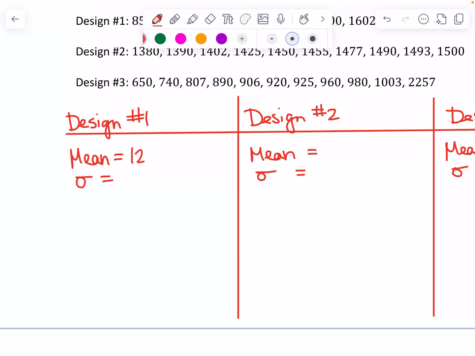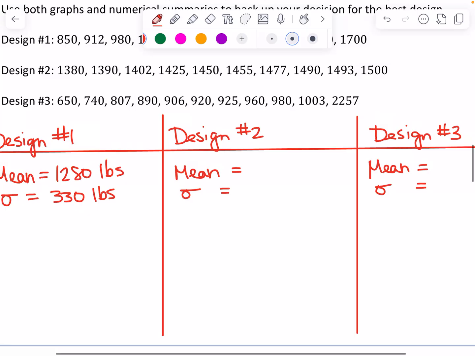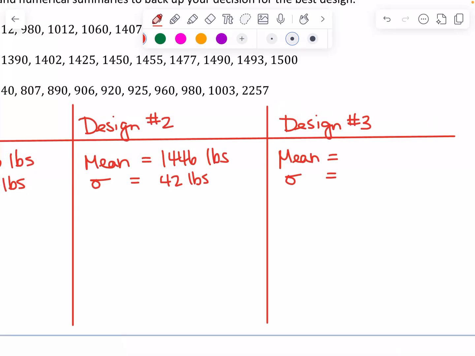Now, what I would do is go back to the Desmos graphing calculator and put in the data for design 2 and 3, but I've already done that. So let's just record right here. The average, the mean for design 2 is 1446, and the standard deviation was 42 pounds, very small standard deviation. And design 3, the mean was very low, 1,003 pounds, but the standard deviation was 409 pounds.